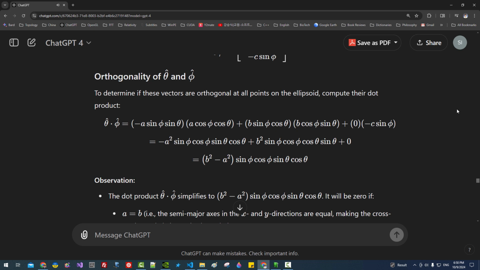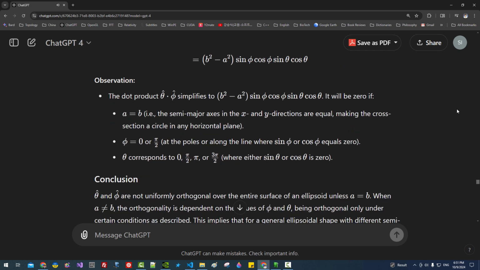times (a cos phi cos theta), plus (b sin phi cos theta) times (b cos phi sin theta), plus 0 times (-c sin phi). This equals a² sin phi cos phi sin theta cos theta plus b² sin phi cos phi sin theta cos theta plus 0, which equals (b² minus a²) sin phi cos phi sin theta cos theta.